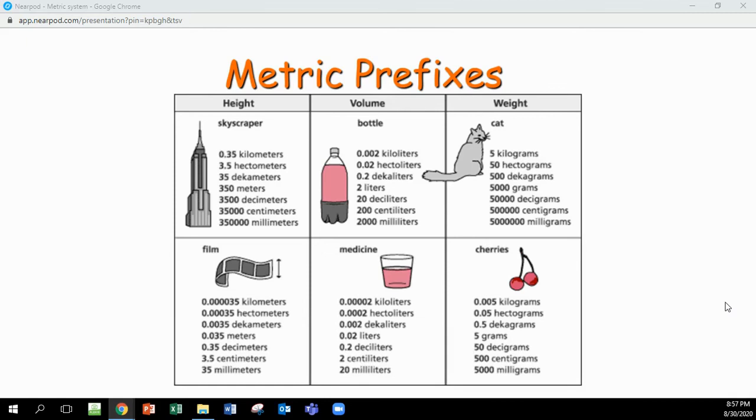So a cat might weigh 5 kilograms. Or you could say it's 5,000 grams. Or you could say it's 50,000 decigrams. It's all the same, but you must use the proper unit. So a cat would be 5 kilograms, but you wouldn't weigh a cherry in kilograms because that would be 0.005 kilograms. And that's not a good unit. You would weigh a cherry in terms of grams.